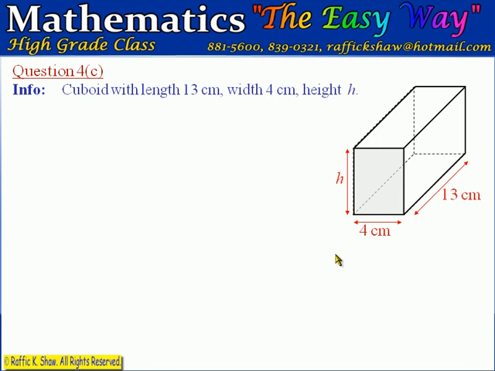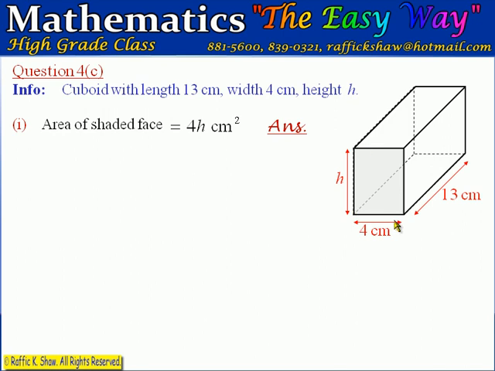Question 4c tells us of a cuboid with a length of 13 centimeters, a width of 4 centimeters, and a height of h centimeters. Right? And we're asked in part 1 to state the area of the shaded face, the area of this face right here, which is shaded in the diagram. That's a rectangle, so the area of the face is simply the product of the width and the height. So that's 4h centimeters squared. Alright, so that's the area of the face here.